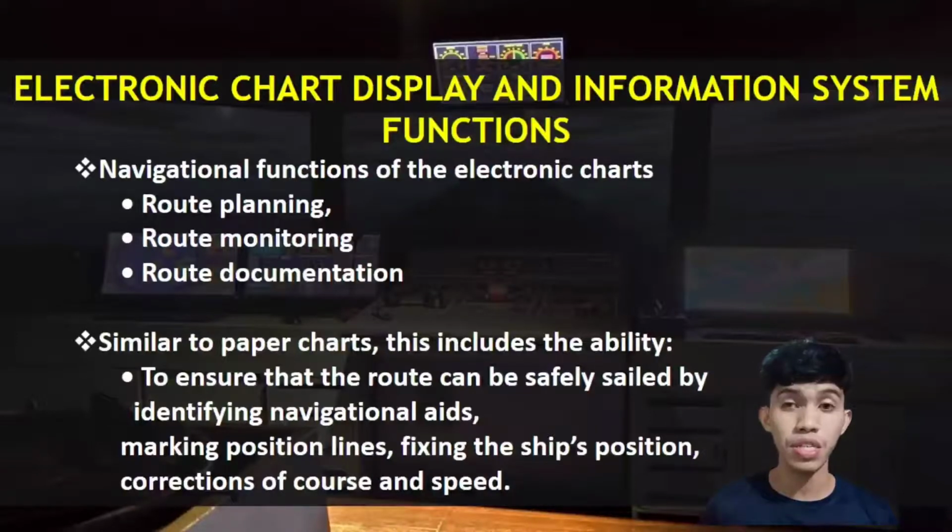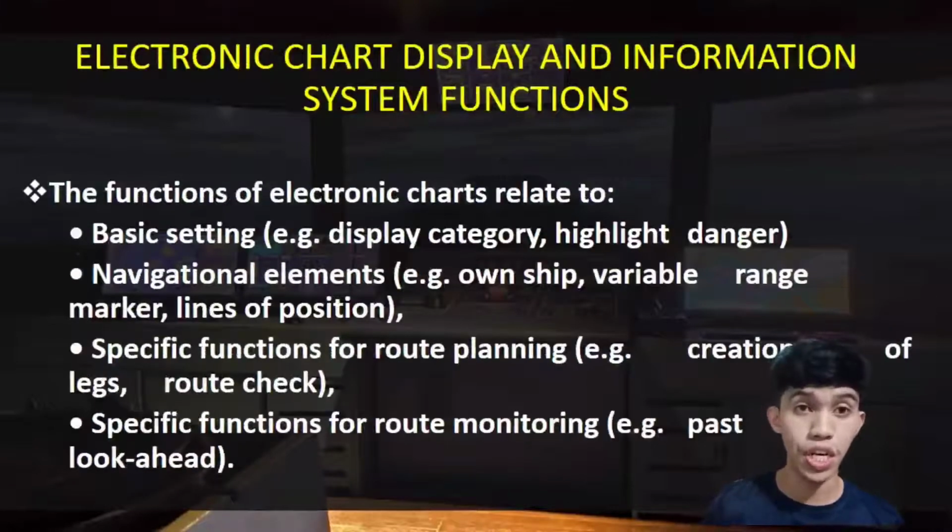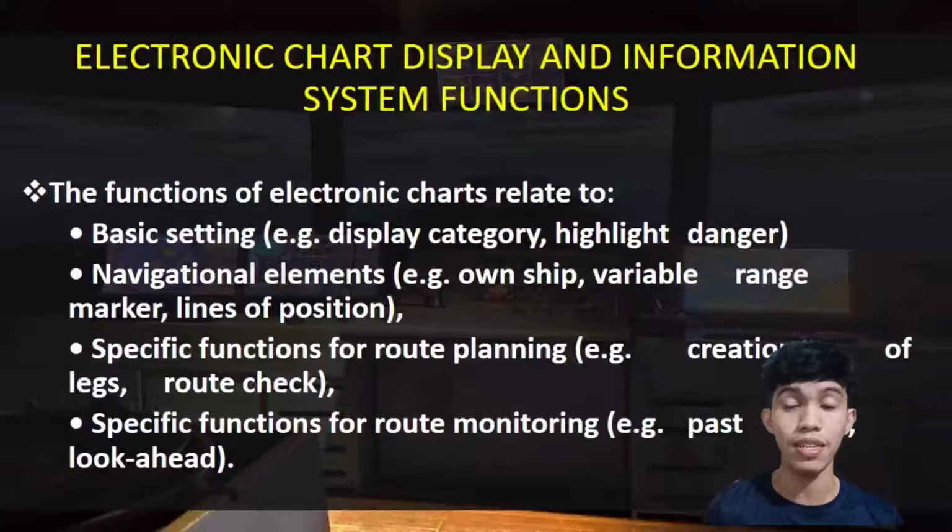And with the similarity of the paper charts, this includes the ability to ensure that the route can be safely sailed by identifying navigational aids, marking position lines, and fixing the ship's position, then the correction of course and speed. And with the functions of electronic charts, it is related to the basic settings like display category and highlight of danger. And for the navigational elements, for example the own ship, the variable range marker, and the lines of position. And for the specific functions for route planning, and for the specific functions for route monitoring.